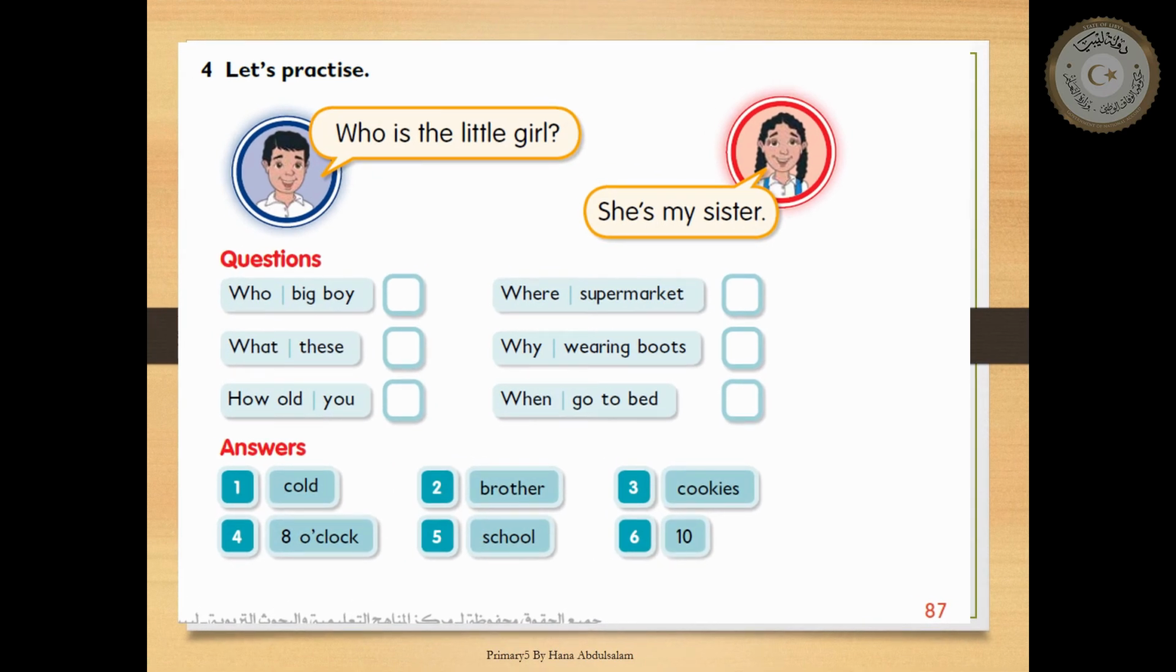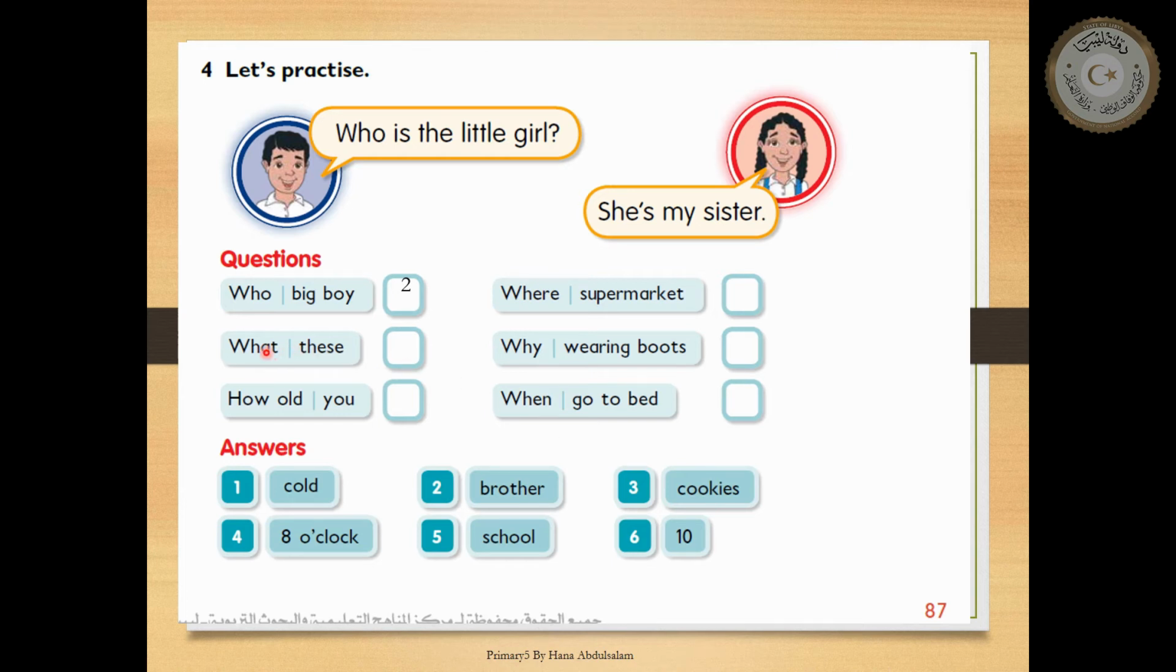Now, we have here some questions and we have here some answers. Can we start with the first one? Who? Who is a big boy? Who? We need a person. Where is the person here from the answers? We have cold, brother, cookies, 8 o'clock, school, and 10. So we need who? A person. Where's the person? It is number 2. Brother. Number 2 here.